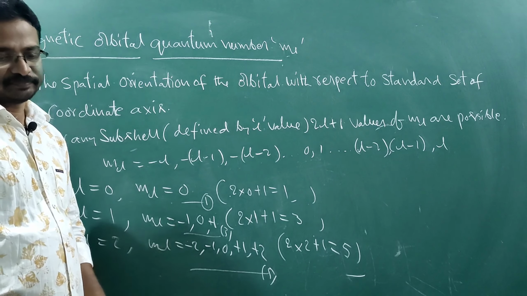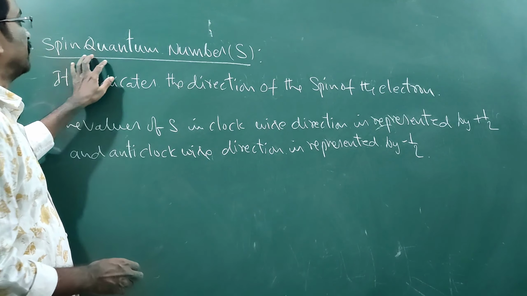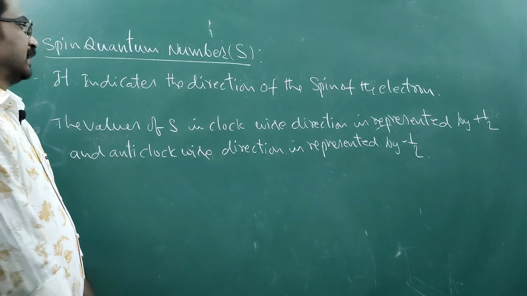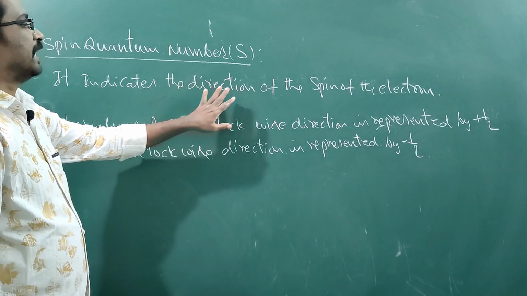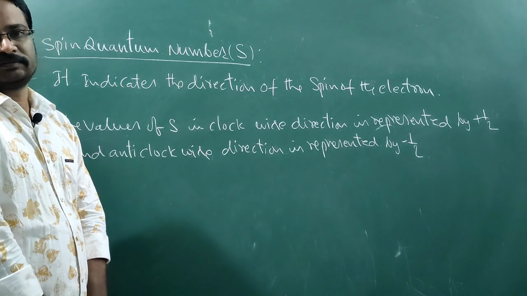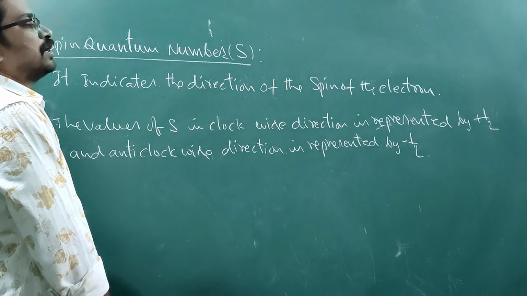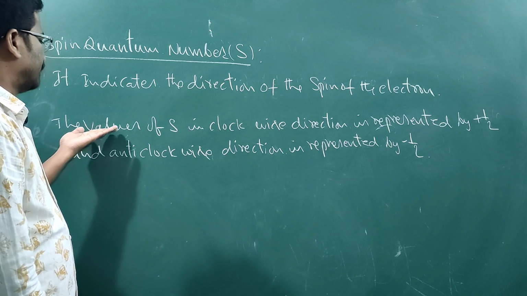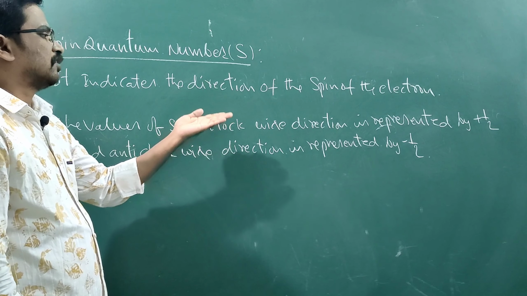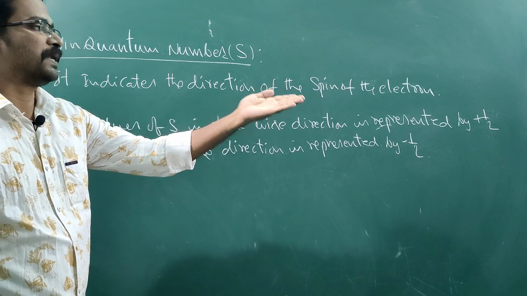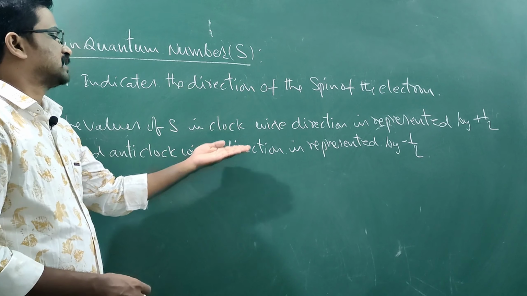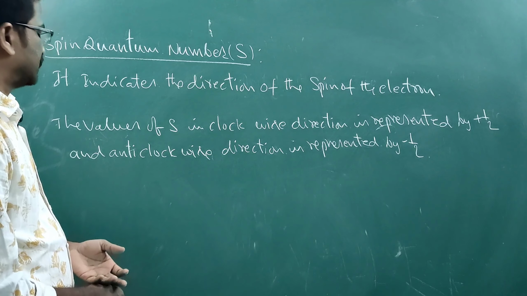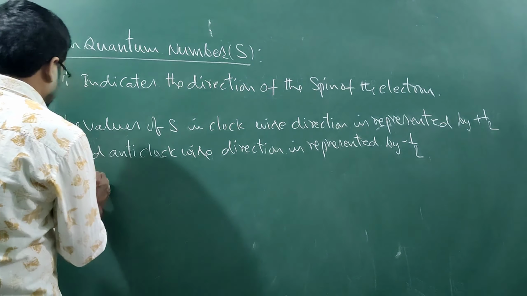Next one is the spin quantum number, represented by S. What does it indicate? It indicates the direction of the spin of the electron. The value of S for clockwise direction is represented by plus half, and for anti-clockwise direction by minus half. Let us take an example so you can understand it better.